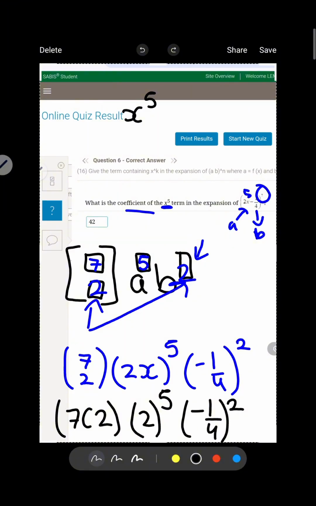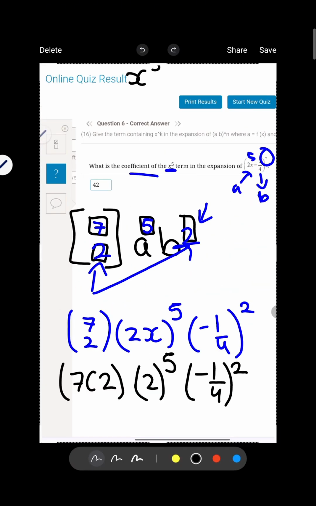But 42 what? x to the power of 5. When we do it in the calculator, you will get 42, but without the x. Don't remove the x all the time. Now, 42. Yes, the answer is 42. They only asked for the coefficient. That's why we only put 42.